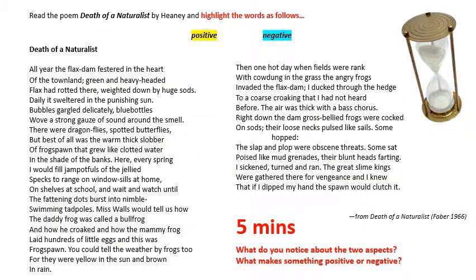You now take a clean copy of the poem and two different colour highlighters. I want you to highlight all of the positive words in one colour and any negative words or words with negative connotations in another. Try and do that quite quickly in about 5 minutes. And then I want you to think about what you notice about the two aspects and what makes something positive or negative.